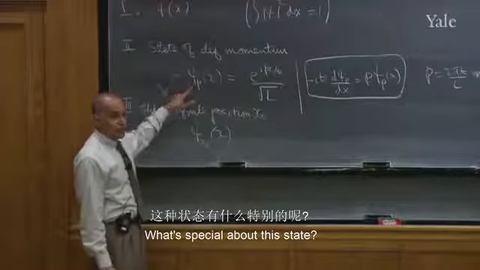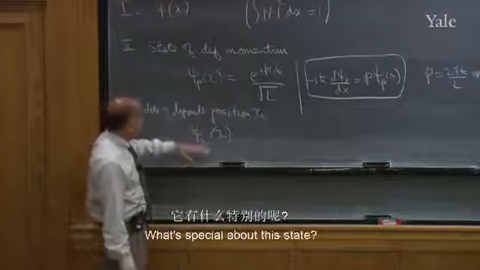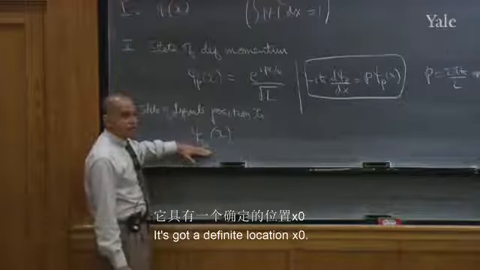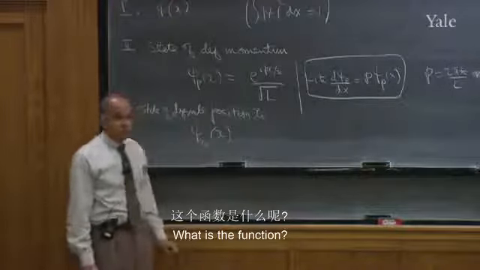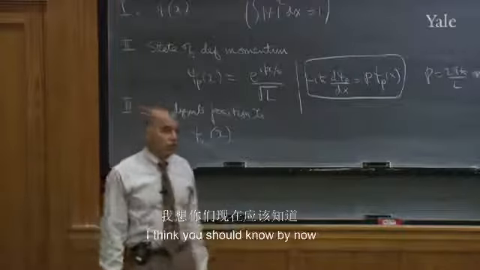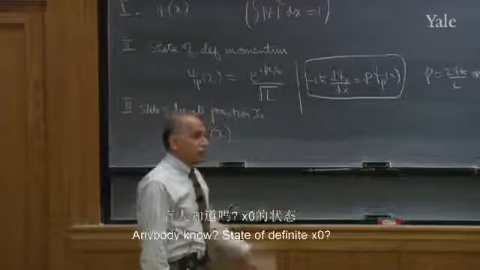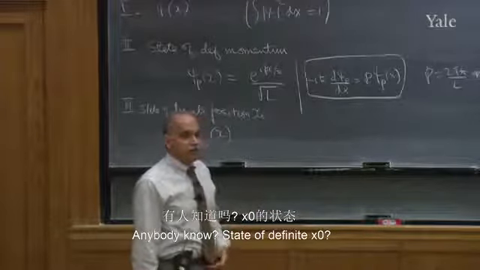What's special about this state? It's got a momentum p. What's special about this state? It's got a definite location x naught. And what is that function? I think you should know by now what that function looks like. Anybody know? State of definite x naught?